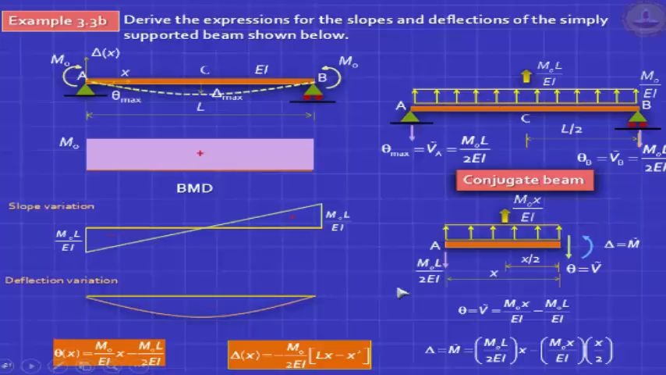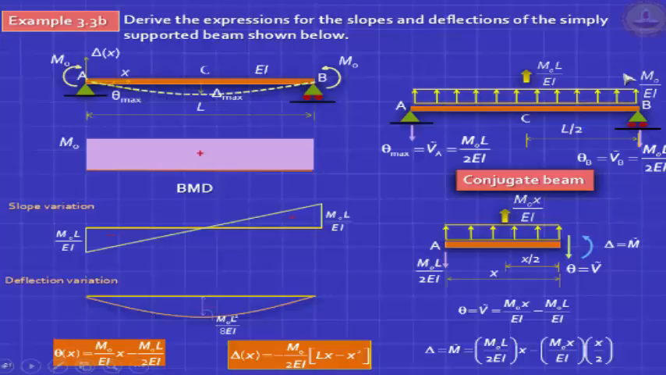So it makes sense. And if you want the maximum values, well, you've already got the maximum slope, theta max, and the maximum deflection you will get by substituting in this expression x equal to L by 2. You get M naught L squared by 8EI. We got the same solution in the previous example. Remember, only thing there, the curvature was given to you straight away. Now, bending moment is given to you. You're converting bending moment into curvature by dividing it by EI.